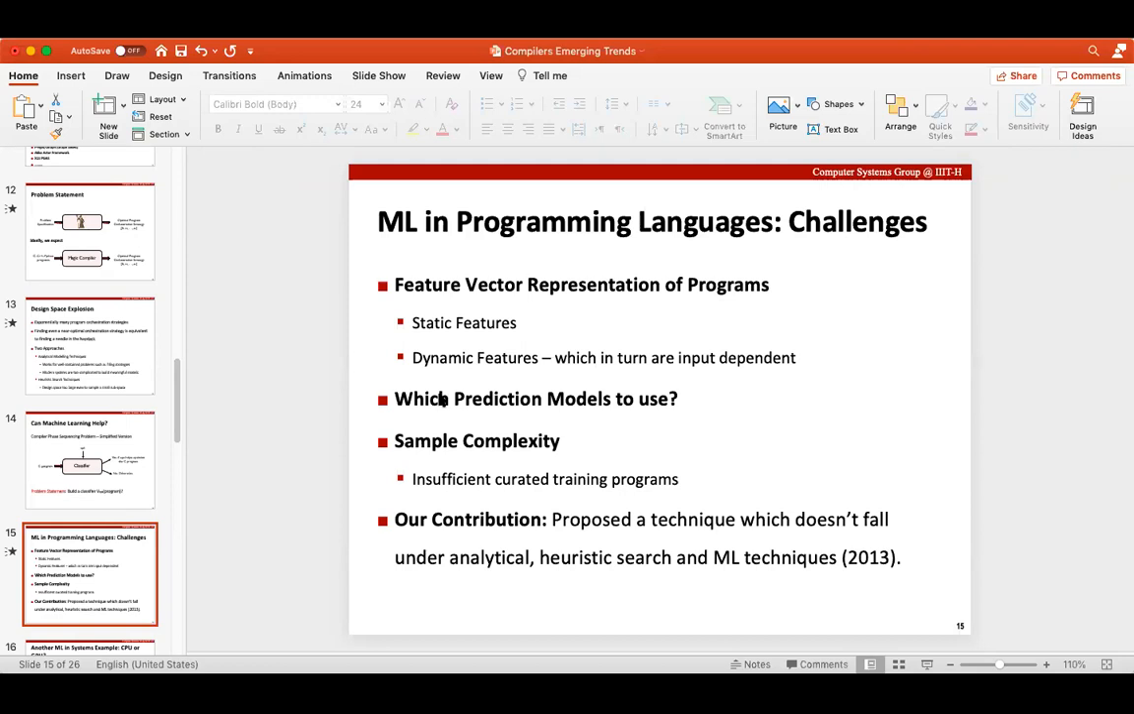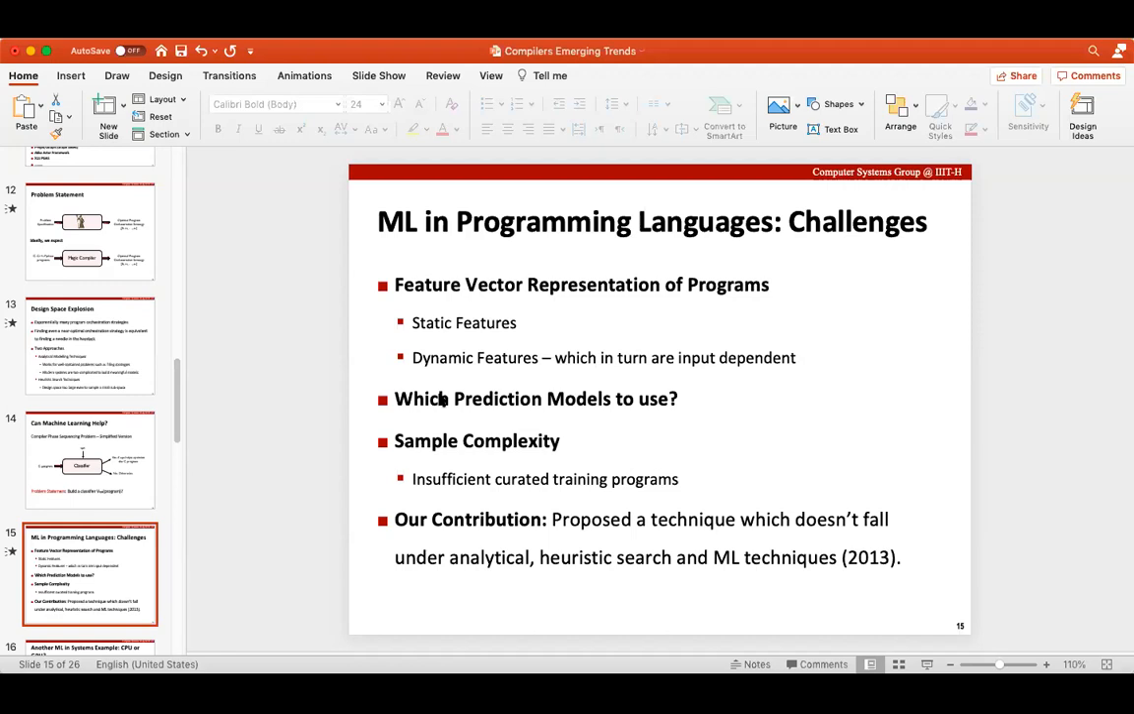And then dynamic features are those which we get when we actually execute the program. For example, when we execute the program, it is possible for us to measure the number of instructions executed per clock cycle. That is what is called CPI. And you can measure the L1 cache misses, L2 cache misses. These are the dynamic features of the program. So once we come up with a feature vector representation for the program, then we can use any of the machine learning models.